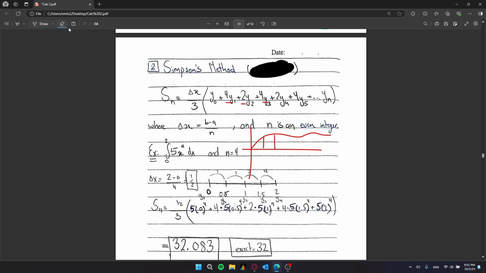in the interest of saving time, because this video has already been dragging on for long enough, and I'm honestly surprised someone made it to this part. But the coefficients are always going to be alternating between 4s and 2s, on the condition that you make sure that n is an even integer. You are only allowed to use the Simpson method if n is an even integer. That is the premise under which you are allowed to use the Simpson method.